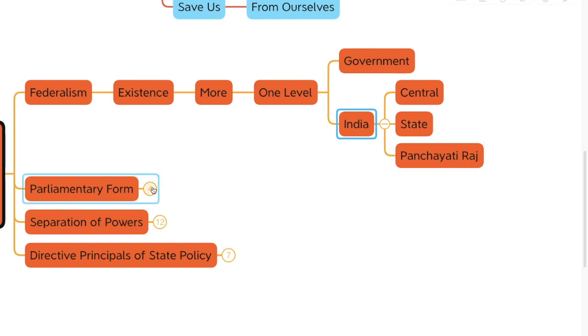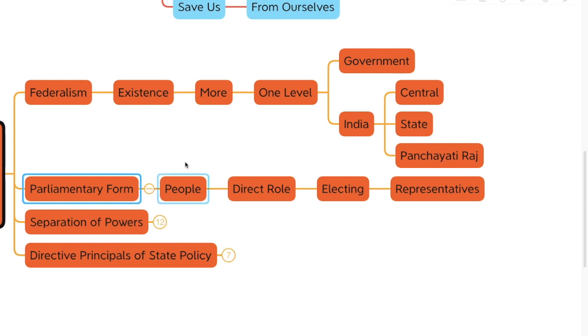Second is the parliamentary form. In a parliamentary form of government, people have a direct role in electing their representatives. Hence, an individual's choice makes a big difference for the entire country.